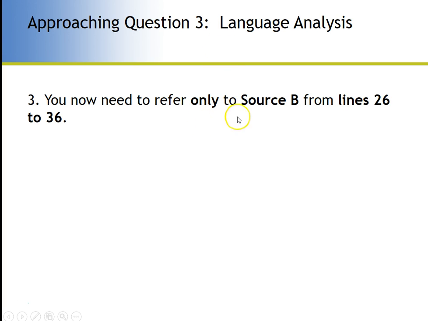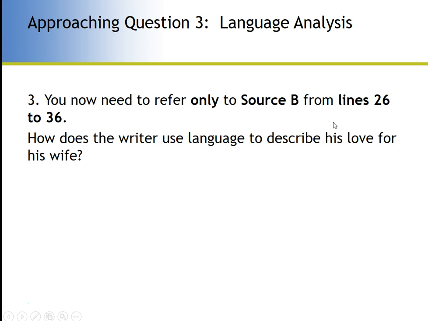In paper 2 you'll be asked to look at one of the two sources, and again you'll be directed to look at particular lines of that extract, and you'll be asked to comment on the way the writer uses particular language techniques to create particular effects.